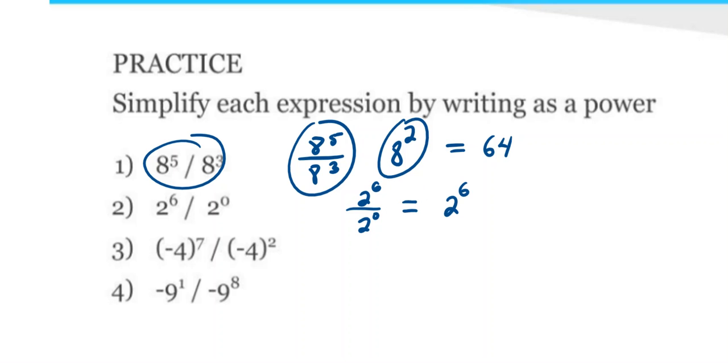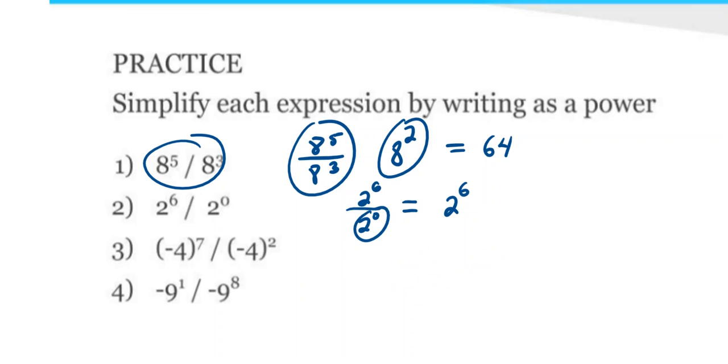Now, again, let's see if this makes sense too, right? 2 to the power of 0. What is anything to the power of 0? 1. So this was always just 2 to the power of 6 over 1. And anything over 1 is just itself, right? That's still just 2 to the power of 6. So either way, you can think about it in both terms.